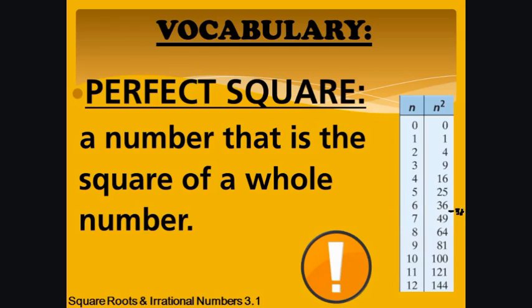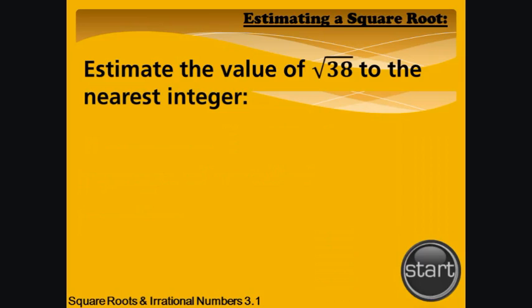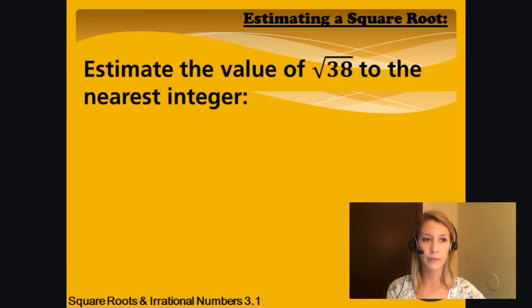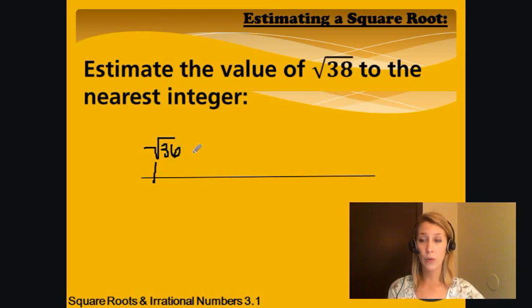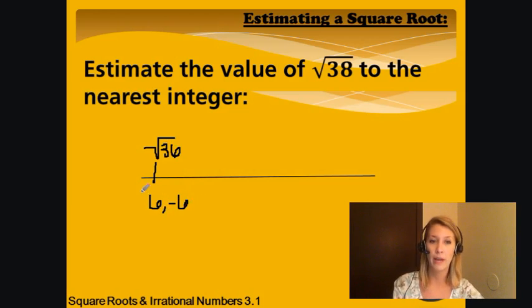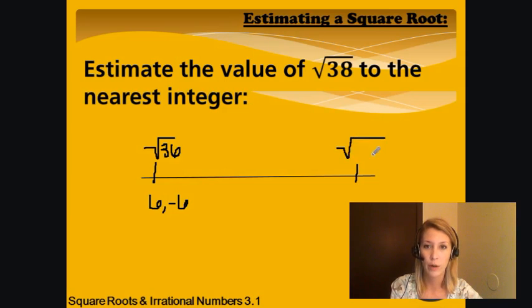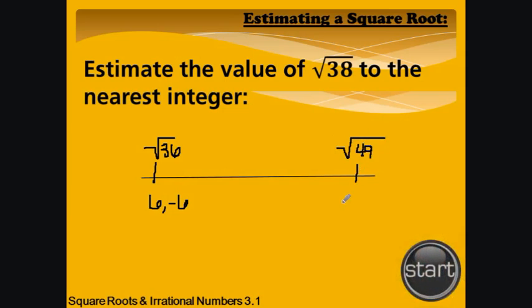So let's go ahead and use that information on our slide. We're going to put this on a number line. And so we have the square root of 36. And the square roots of 36 are 6 and negative 6. When multiplied by itself, it's going to equal that perfect square. The other perfect square that we discussed was the square root of 49. So what number multiplied by itself will equal 49? That would be 7 and negative 7.